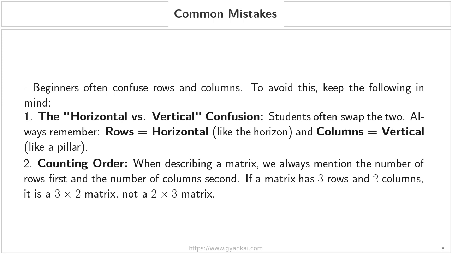Second, let us discuss the order in which we count and describe a matrix. This is a fundamental rule you must memorize. We always state the number of rows first, followed by the number of columns. For instance, if you have a matrix like the one we just analyzed, which had 3 rows and 2 columns, we call it a 3 by 2 matrix. It would be incorrect to call it a 2 by 3 matrix, as that would describe a completely different structure. Keeping these 2 rules in mind will ensure you do not make simple errors as we move toward our final summary in the next slide.